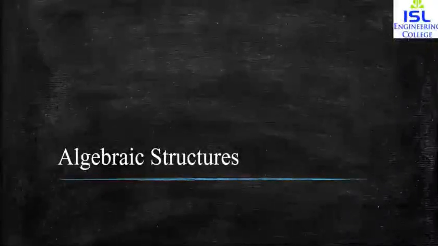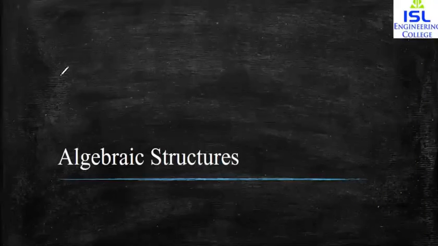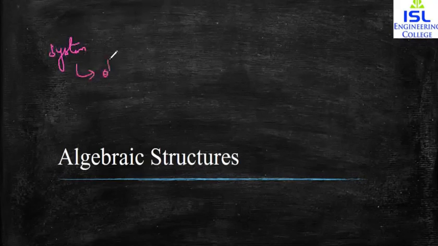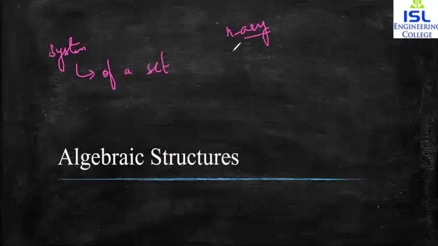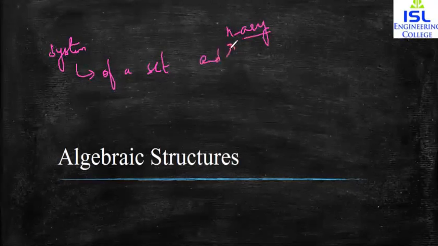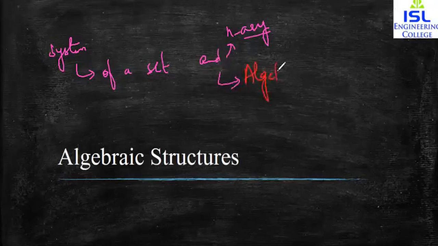The next topic is algebraic structures. What do we mean by algebraic structures? To define it, we can consider a system consisting of a set and one or more n-ary operations. What do we mean by an n-ary operation? It can be a binary operation or a ternary operation, or we can even have n operations performed. So a set with n-ary operations on it is called an algebraic system, or simply an algebra.